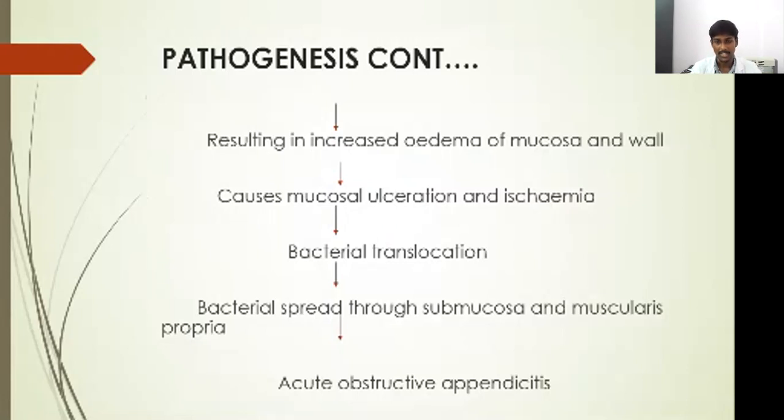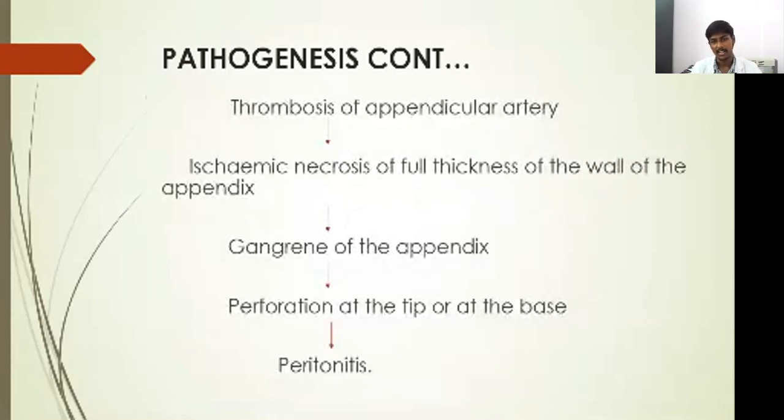causing acute obstructive appendicitis. Sometimes thrombosis of the appendicular artery may also happen, which may lead to ischemia, which leads to ischemic necrosis of the full thickness of the wall of the appendix, causing gangrene of the appendix. If perforation occurs at the tip or at the base of the appendix, it leads to peritonitis due to the ooze of inflammatory exudates from the appendix into the peritoneal cavity.